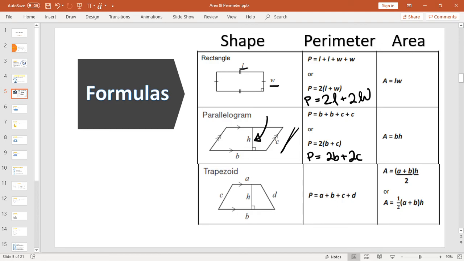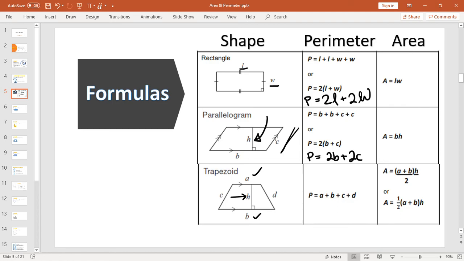The trapezoid has been given all these various different letters to describe things. Once again, the perimeter is just the sum of all sides, and I'm not going to have any shortcuts here because they could all be different. A plus B plus C plus D will give me the perimeter. For the area, you take the 2 parallel sides, A and B, and add them first. Then you multiply by the height, H, and then divide by 2. You don't pay any attention to C and D when you're calculating the area.